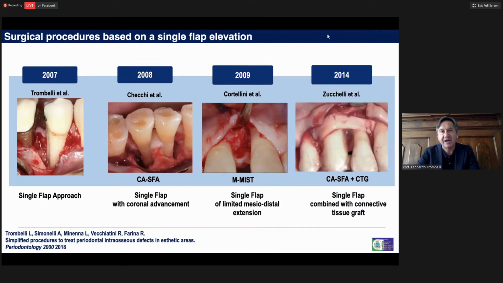Then in 2009, Sandro Cortellini modified this principle a little bit, and he called it modified MIST, which is a single flap of limited mesiodistal extension. And finally, Giovanni Zucchelli also combined the use of a connective tissue graft with this surgical approach. But you can see that all these variants deal with a simplified procedure that may also result in a benefit from a clinical viewpoint, as you will see.